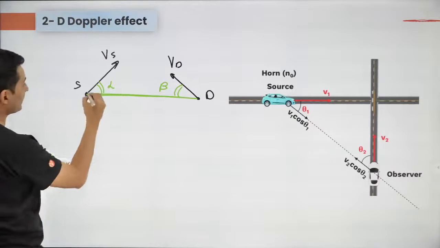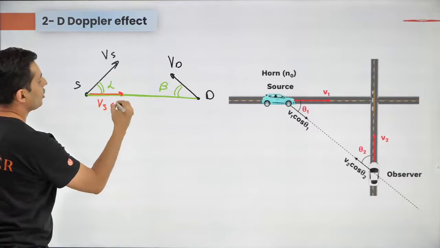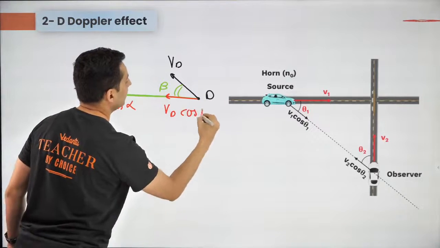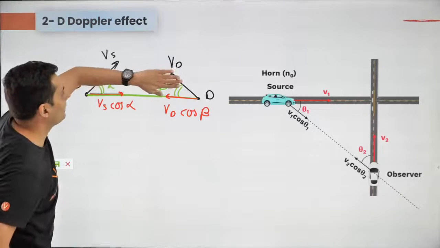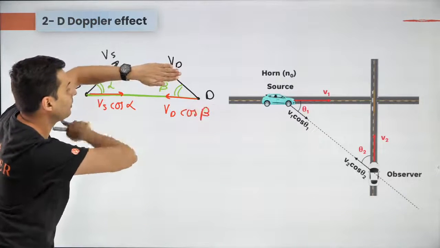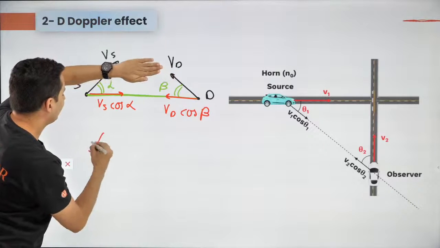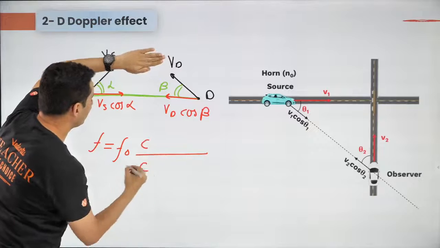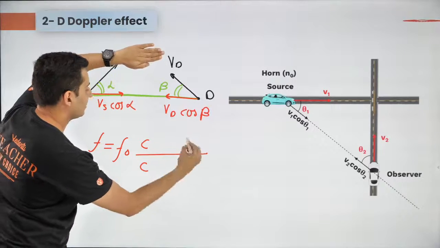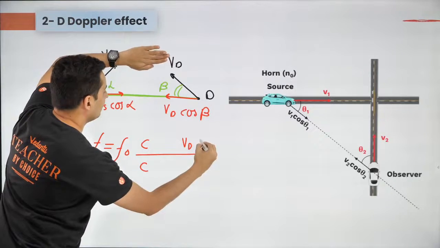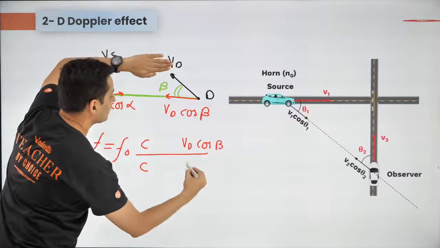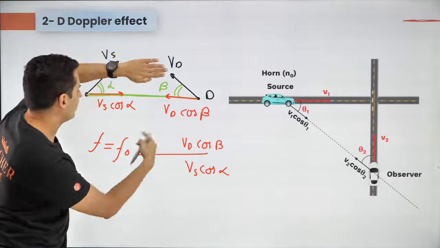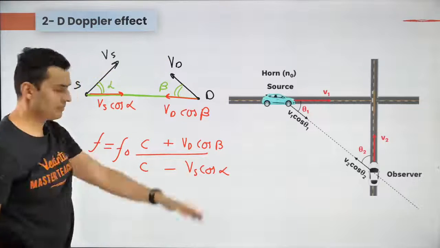So what are the components? This will be Vs cos alpha and this will be Vd cos beta. Now forget everything else, just worry about the components along the line and then find the apparent frequency. It will be the actual frequency into the speed of sound, plus or minus the detector speed, which is Vd cos beta, over the speed of sound, plus or minus the source speed, which is Vs cos alpha, with the signs chosen according to whether they are moving towards each other. That's it.